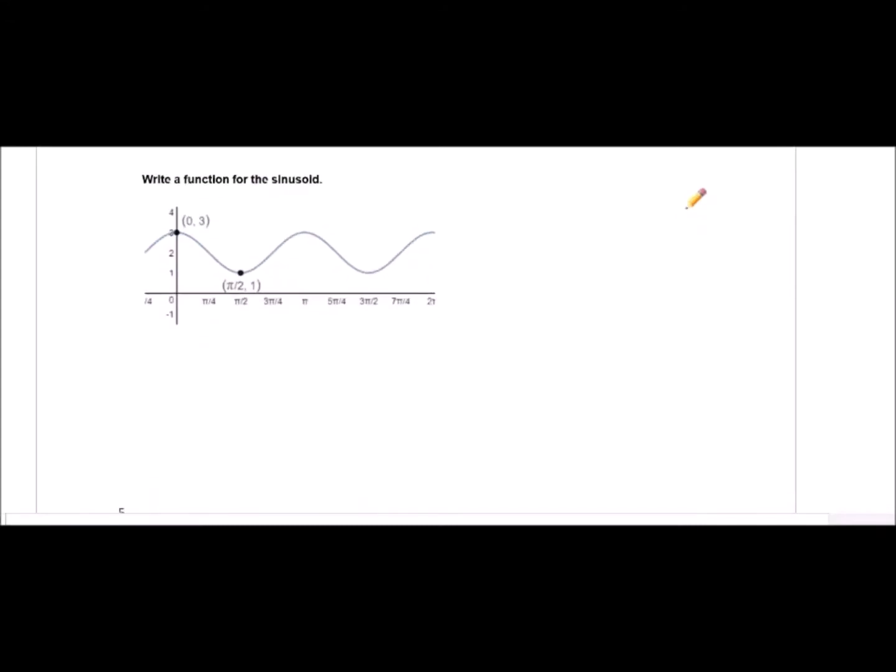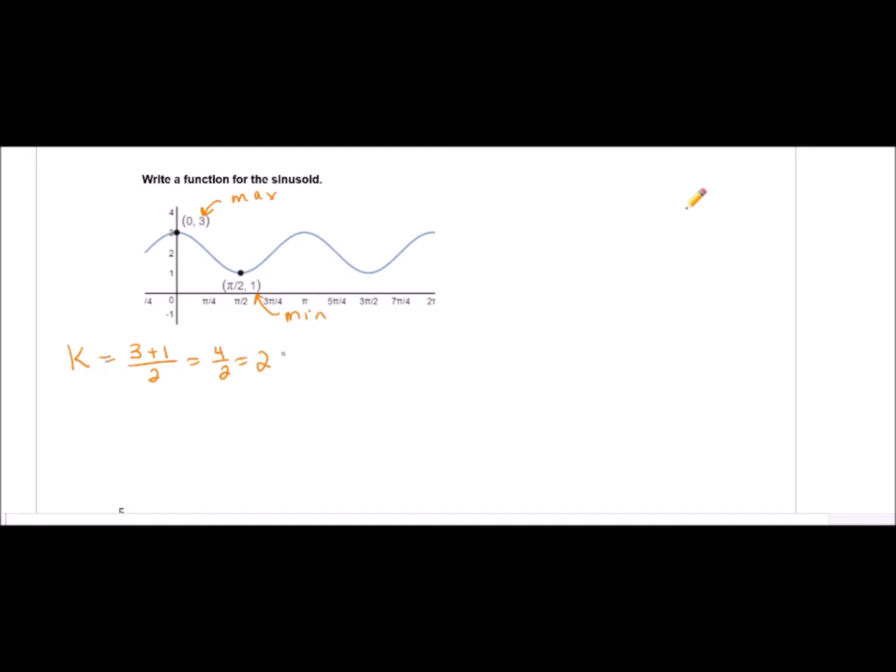All right, next one. Now I look at this and I can see right away that there's been a shift up, right? It's not on the x-axis. So let's start with that midline. Here's your max y. Here's your min y. It's going to be 3 plus 1 over 2.